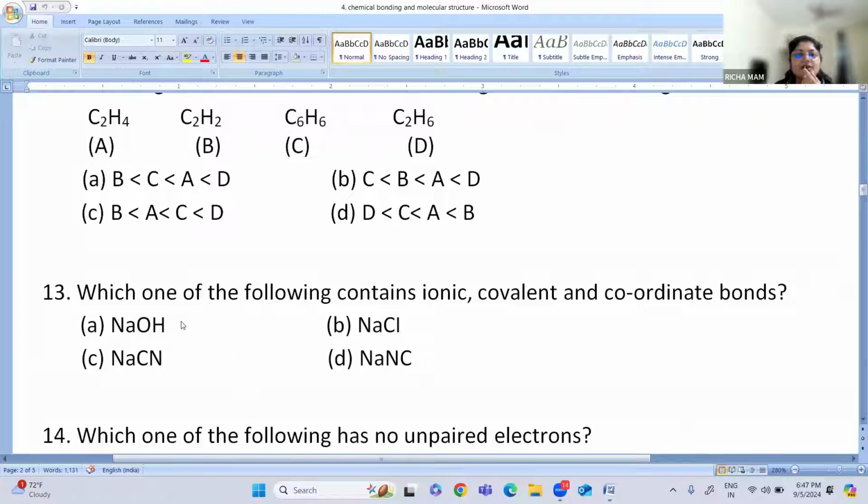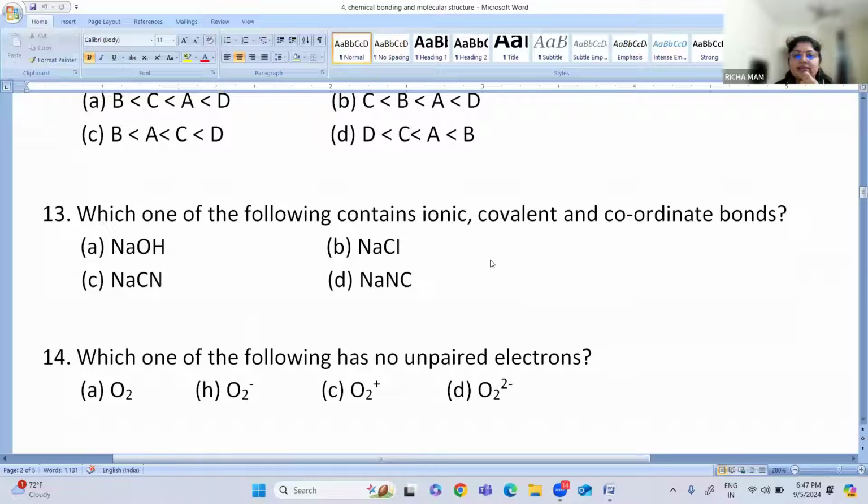Next question. Which one of the following contains ionic, covalent and coordinate bonds? A, NaOH, B, NaCl, C, NaCN, that is sodium cyanide, and D, sodium isocyanide.